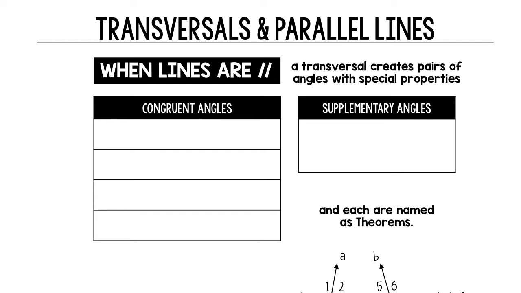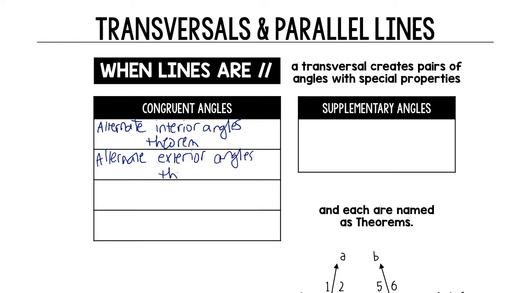Congruent angles are going to give us the alternate interior angles theorem. So alternate interior angles are congruent. Also, the alternate exterior angles theorem: alternate exterior angles are congruent.